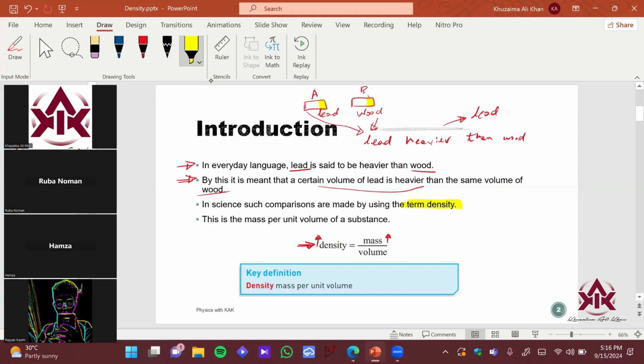So what is density? As Ayan said, and Hamza said, and also Rupa said, density is mass per unit volume. If a question comes in your theory exam for 1 mark, what is density? Just remember the formula, mass per unit volume, and convert the formula into a definition: it is mass per unit volume. Is it clear now?